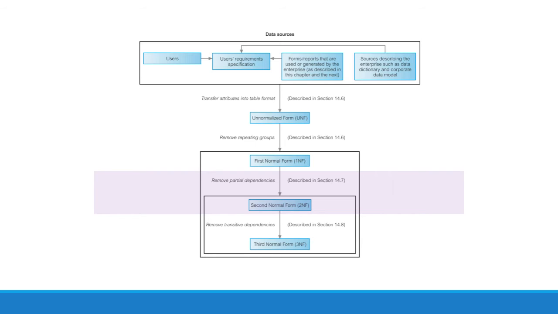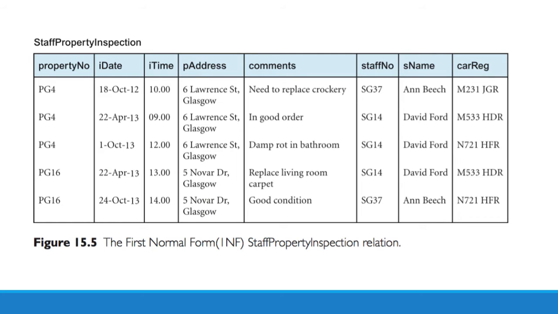Okay, so what happens next? After first normal form, we jump into second normal form, 2NF. What we need to do here is remove partial dependencies. Okay, I'll show you again. This is our first normal form table, where every single row is unique. There are no repeating groups anymore.